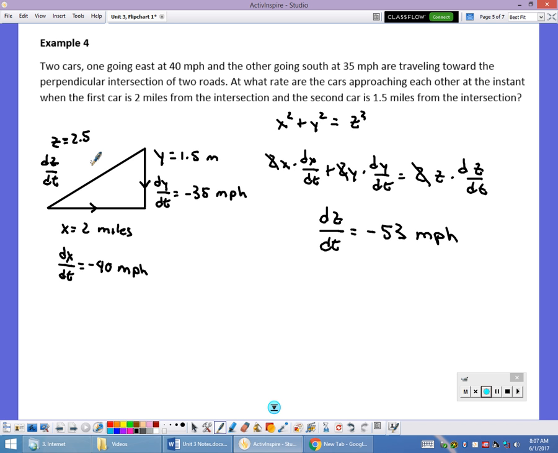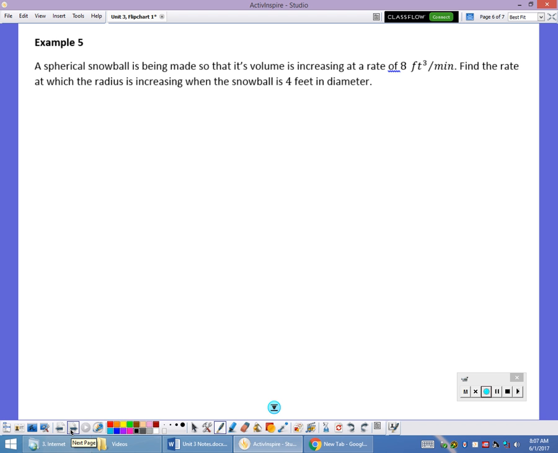One last example on a sphere. With the sphere, you just got to be a little bit careful of units because I give you the diameter is 4 feet. I need the radius. So the volume of a sphere is 4/3 pi r cubed. In this particular case, I know the rate of change of the volume is 8 feet cubed per minute, so dV/dt is 8 feet cubed per minute. And I know the radius of this is going to be 2 feet.